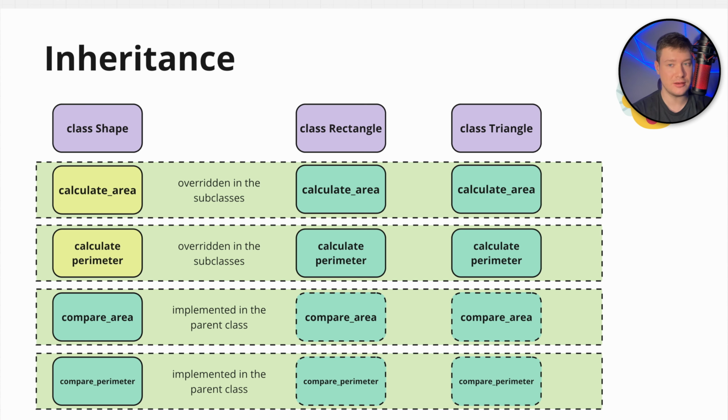But the second type of methods, such as compare area and compare perimeter, we know how to implement even at the level of the parent class. For example, I know how to compare the perimeter of two rectangles, or two triangles, or a triangle with a rectangle, and that's not a problem for me. I can compare different shapes to each other. The same situation I have with the perimeter.